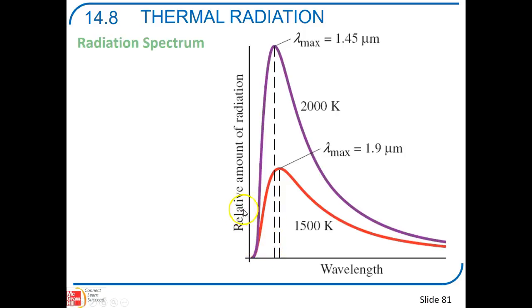This just shows the relative amount of radiation at different wavelengths. As you increase the wavelength, you'll see that at a point we're going to get a maximum, here for a 1.45 micrometer wavelength versus a 1.9 micrometer wavelength. You get a little bit different curve, so these are a couple of curves that show that.